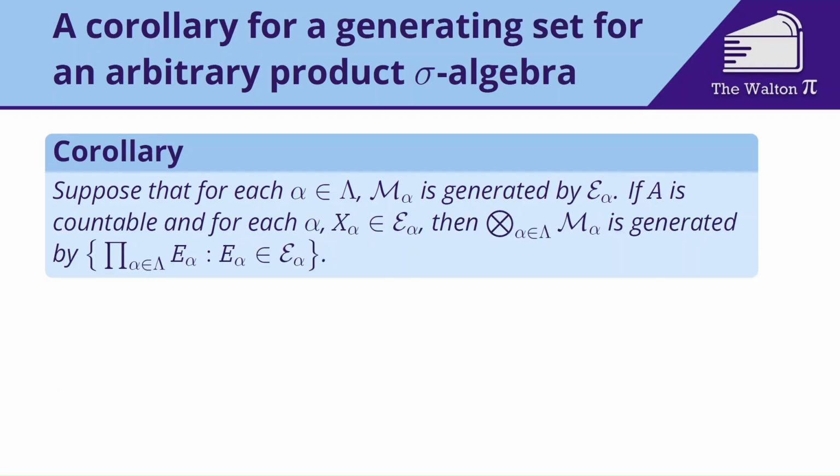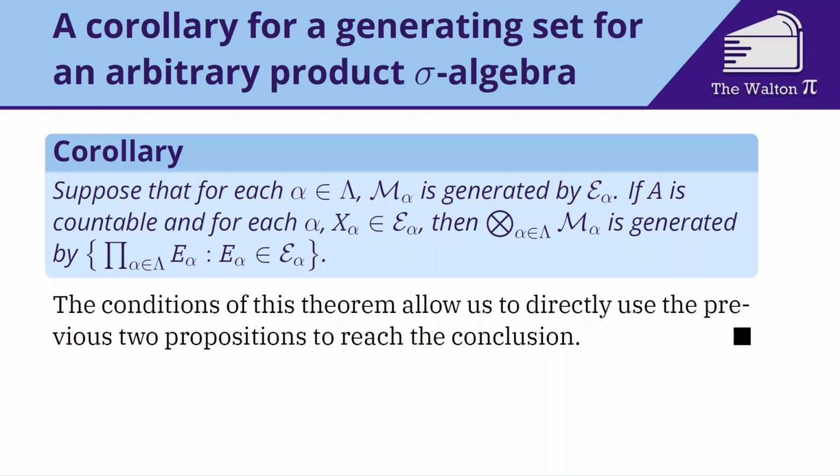Okay, quick corollary. Suppose that for every alpha in our indexing set, M alpha is generated by an elementary family. If A is countable, and for each alpha, X alpha is an element of our elementary family, then the product of our M alphas is generated by just the product of the elementary family members. And the conditions of this theorem allow us to directly use the previous two propositions to reach the conclusion. Go ahead, pause the video, go back, look at those other two propositions, but you are able to use exactly the previous propositions to get the conditions to work out perfectly, and everything falls out very, very nicely.